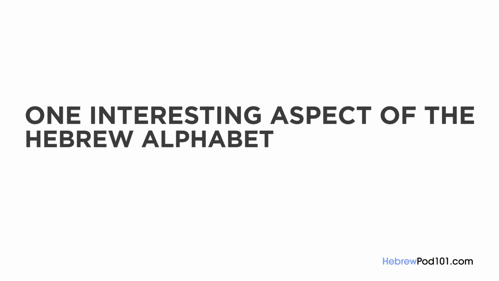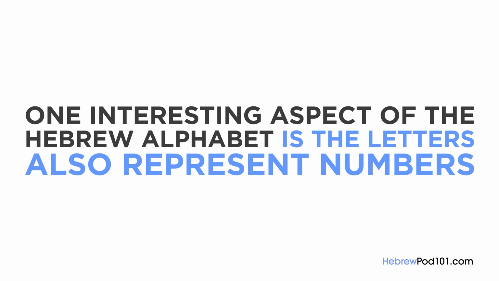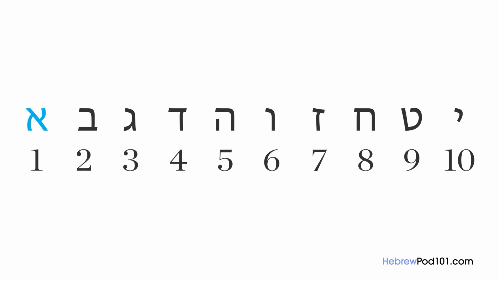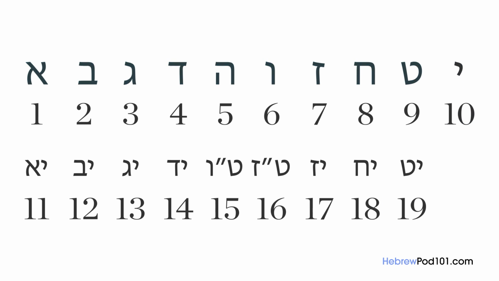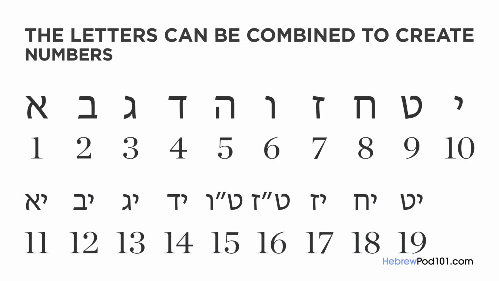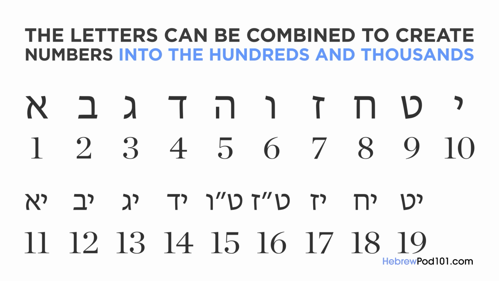One interesting aspect of the Hebrew alphabet is the letters also represent numbers. Aleph represents the number 1. Bet represents the number 2, and so on. When you get to the number 10, or Yud, we add the first 9 letters to it to represent 11 through 19. The letters can be combined to create numbers into the hundreds and thousands.